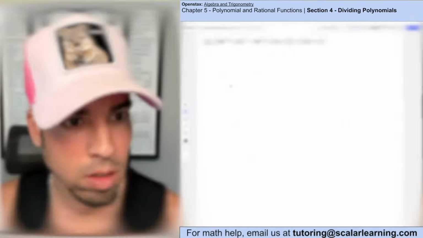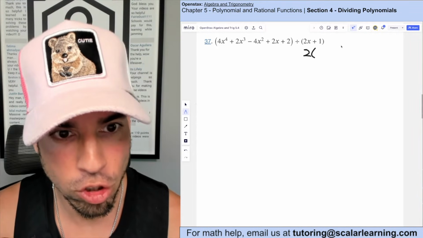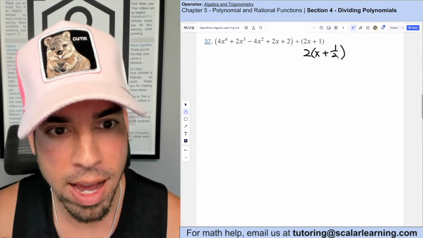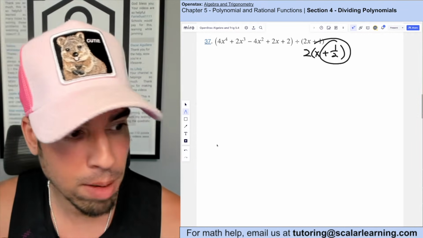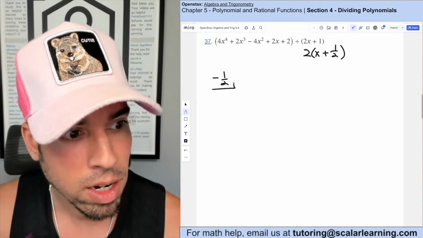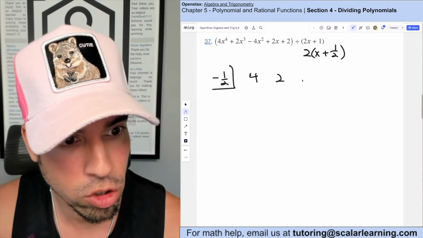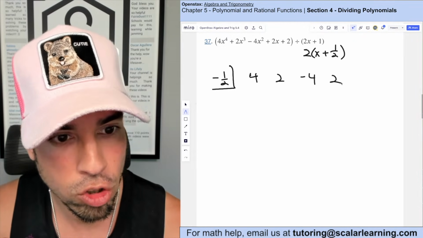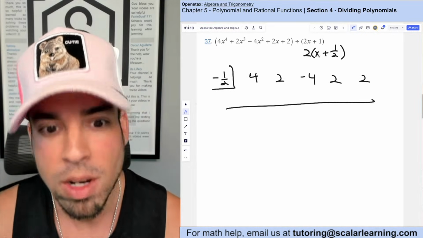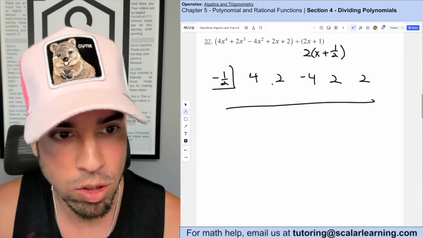Boom, done. So for this one, as we begin with synthetic division, we first want to factor out that 2 in the divisor, and that gives us an x plus 1/2. And now we can begin by taking the opposite of this value into the box, which is -1/2. And then we're going to write out those coefficients in descending order. 4, 2, -4, 2, 2x, right? And then +2, the constant at the end. And then we just got to remember that everything that we get down here, we must divide it by 2 to get the final polynomial.